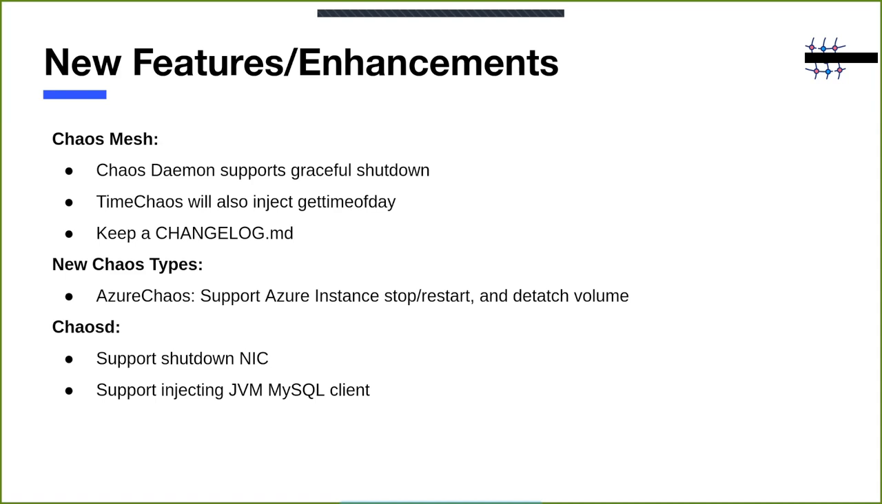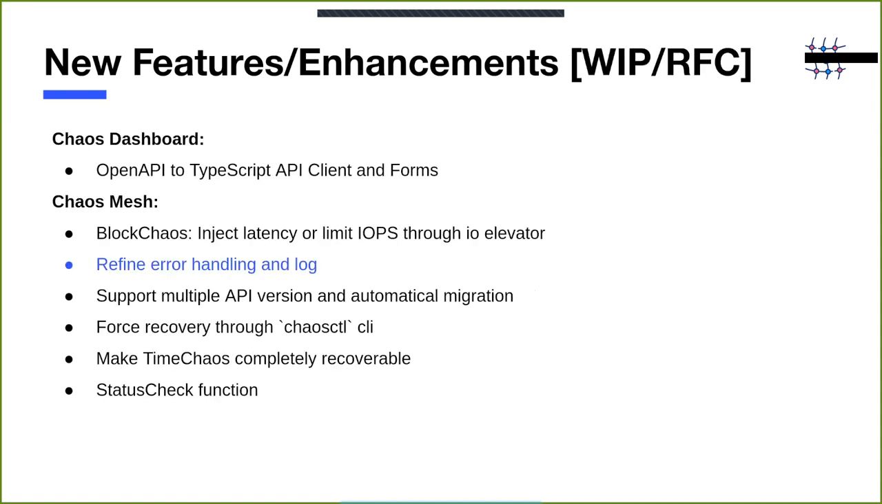Meanwhile, there are a lot of things we are working on. I know there are a lot of features that you may have waited for a long time. For example, the status check, the force recovery, the I/O latency injection for the block layer, and the API deprecation policy and auto migration. We are also working on improving the developer experience, like auto generation of TS API client and web form from the OpenAPI, and some suggestions on handling errors and printing logs in the Chaos Mesh. In this meeting, I and Zhiqiang will share the thoughts on handling error and printing log from the team.